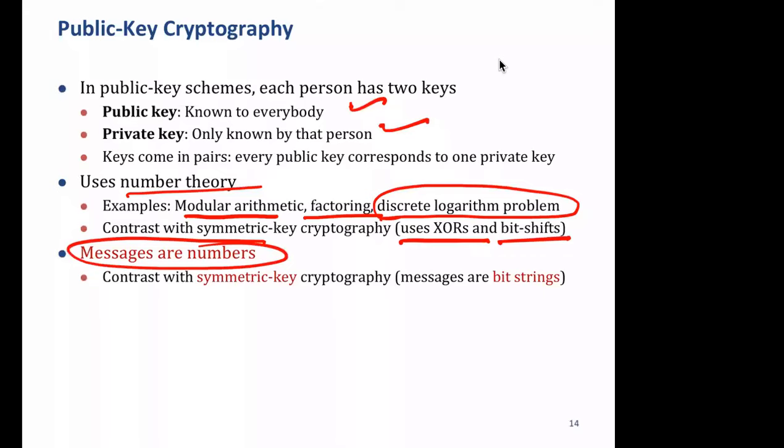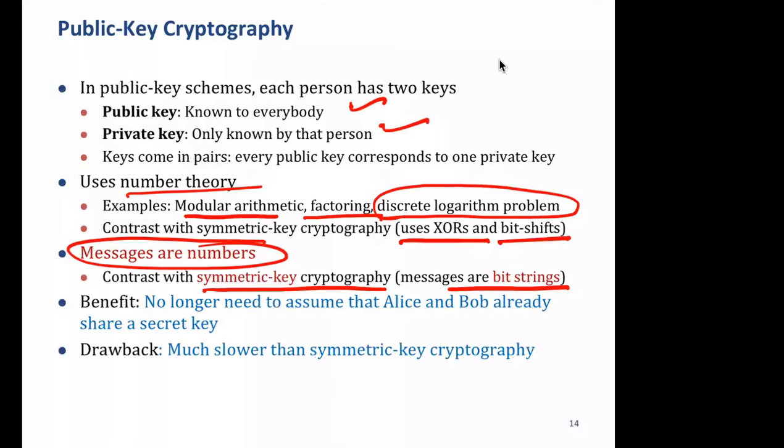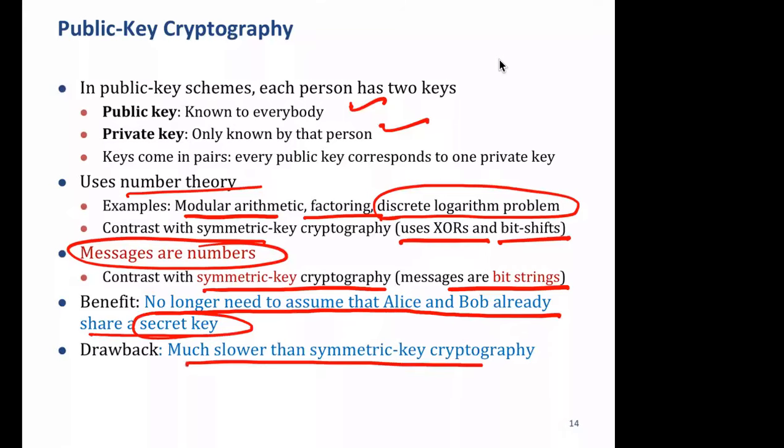Okay, if you have a text message, you have to code it as a number. Actually, it becomes a number. Anything in a computer is actually a number, in contrast to symmetric key cryptography, which works on bit strings. The advantage is that we no longer need to assume that Alice and Bob already share a secret key. The drawback is that it is much slower than symmetric key cryptography because it is compute intensive.